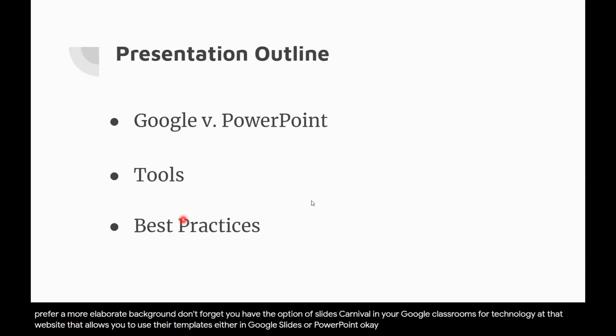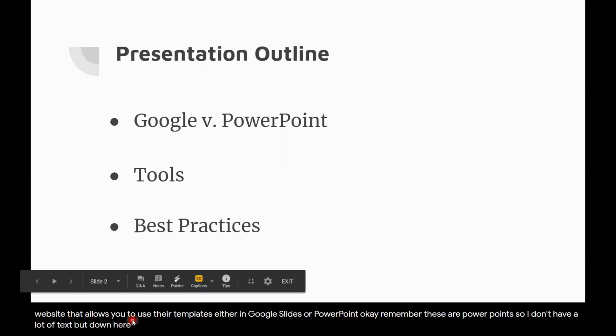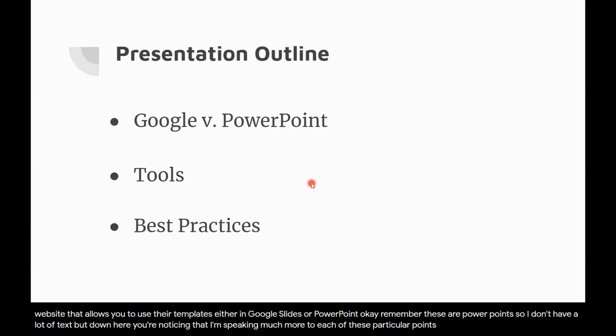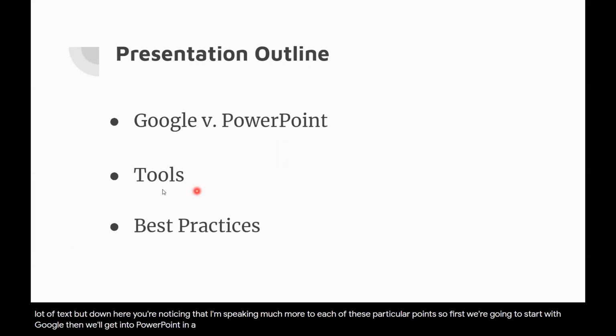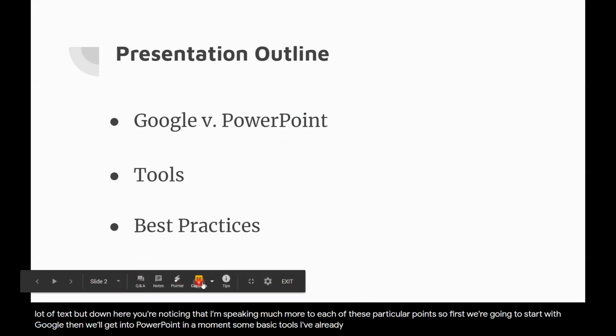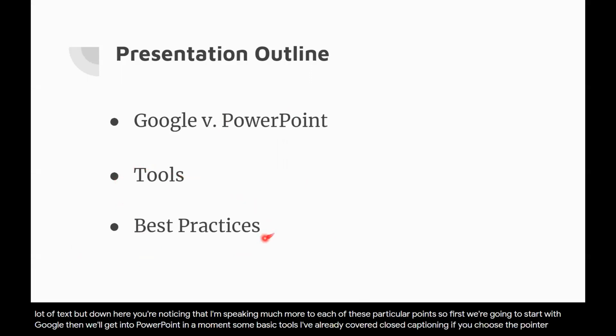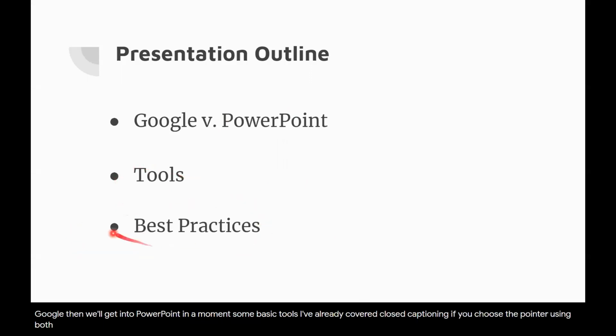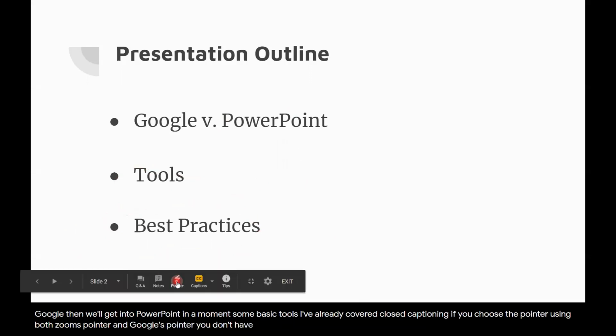Okay. Remember, these are PowerPoints, so I don't have a lot of text, but down here you're noticing that I'm speaking much more to each of these particular points. So first we're going to start with Google, then we'll get into PowerPoint in a moment. Some basic tools I've already covered, closed captioning. If you choose the pointer within, you'll notice that there's a little trail here because I'm using both Zoom's pointer and Google's pointer. You don't have to do that.